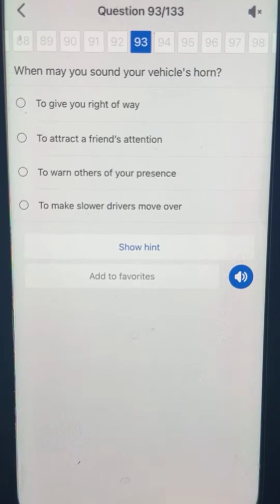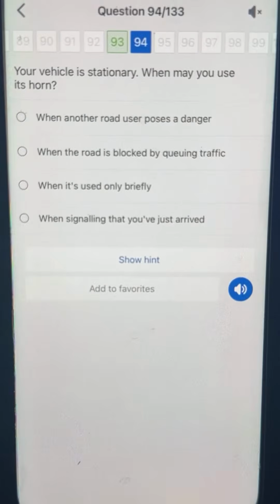When do you sound your vehicle horn? Only to warn others about your presence, yeah? Good. Your vehicle is stationary. When may you use its horn? Do you know what stationary means?